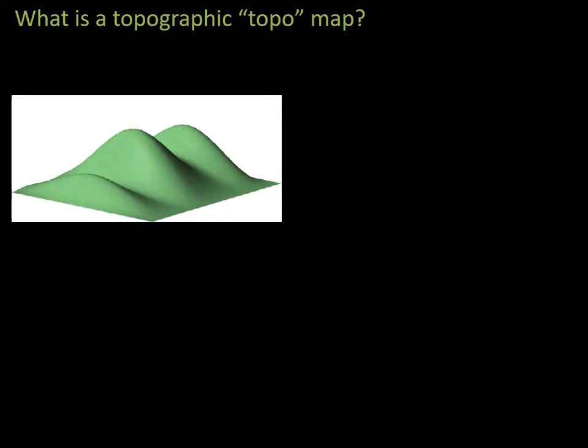So let's consider this hypothetical landscape here with these three bumps. You can think of them as three mountains with valleys in between. What we want to do is figure out how we go about building a topographic map and what the contour lines or topo lines mean. So let's consider a point on this landscape here.